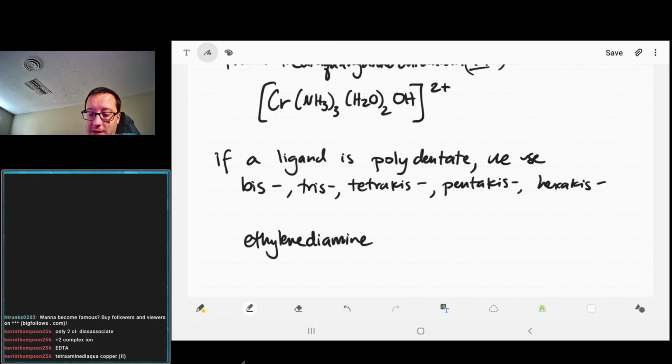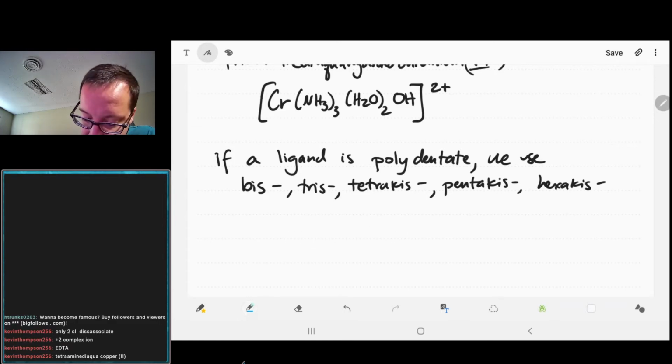And so if we have two of these, we don't say diethylenediamine, because that would be a little bit confusing. What we would say is bis(ethylenediamine) to indicate that we have two ethylenediamines, not two ethylenes, two amines. So just to eliminate confusion, because most polydentate ions include a Greek prefix already, we throw in a different type of naming convention here. So let's take a look at what that looks like.